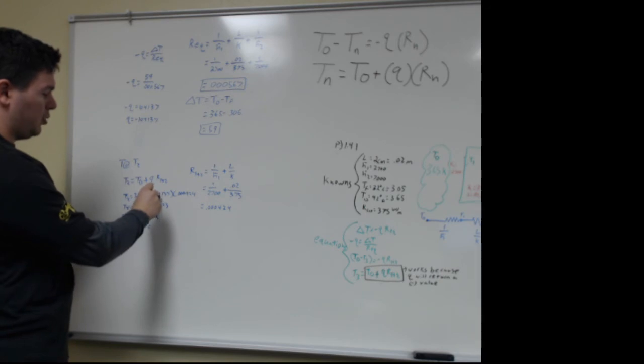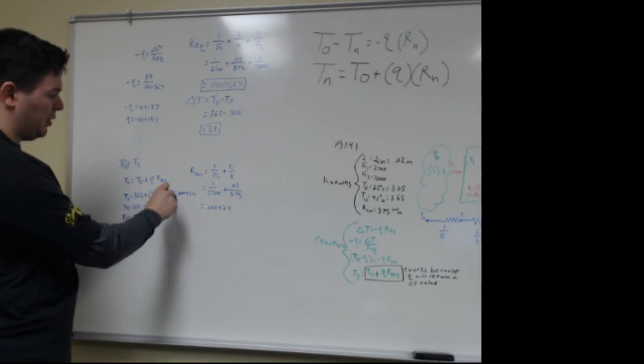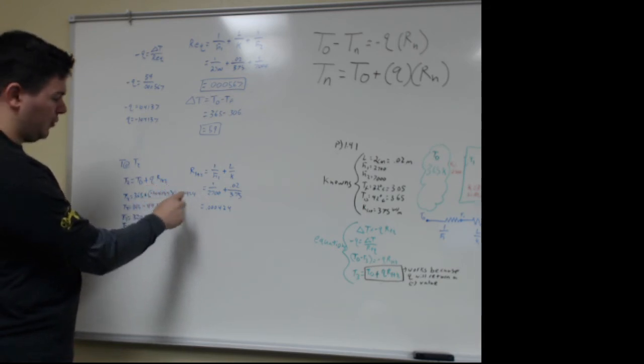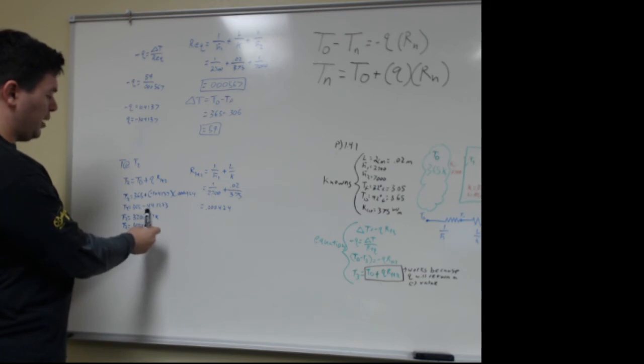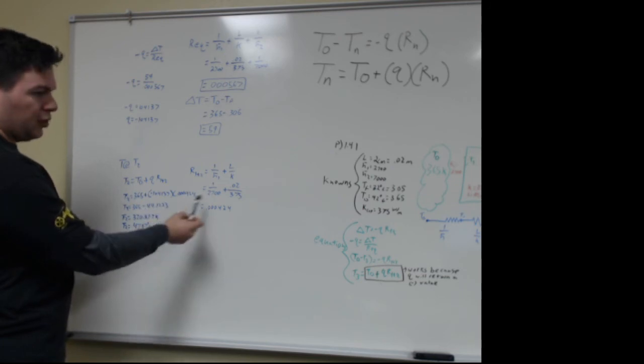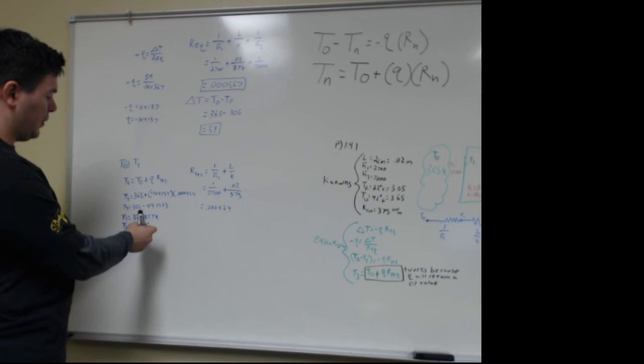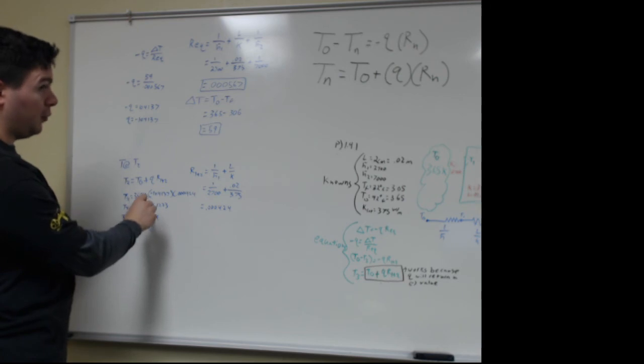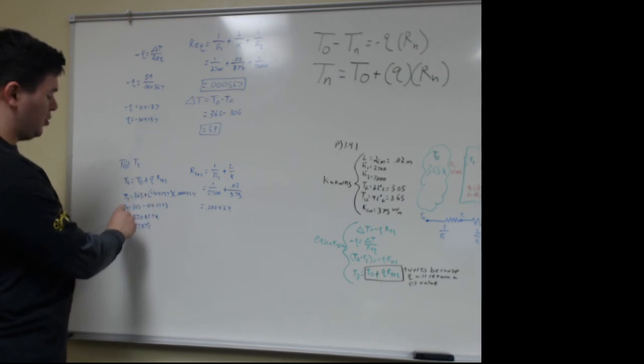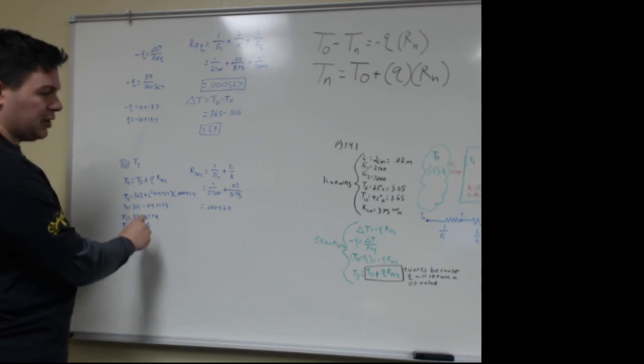negative 104,137 times 0.000424. We end up with a temperature drop over those resistors of 44.4, or 444, giving you a temperature at T2 of 302 degrees Kelvin, or 47 degrees Celsius.